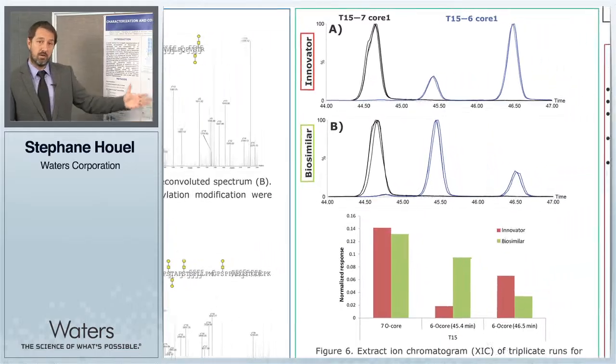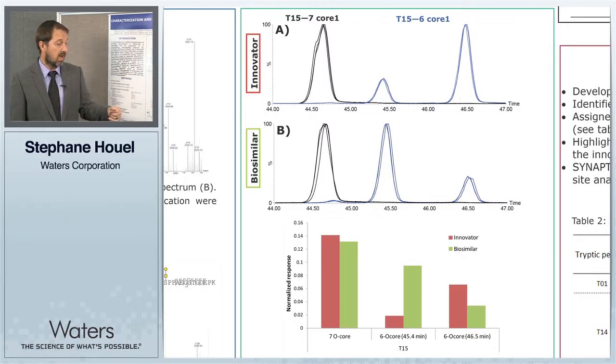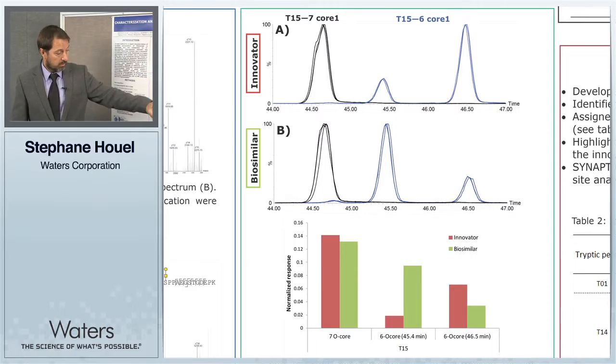So now that we have all of those sites assigned, we can compare the Innovator versus the Biosimilar, and this is what you have on figure 6. On the top of the figure, you have the Innovator. The second one is the Biosimilar. And the last part at the bottom of the figure is the normalized intensity that I compare between the glycopeptide with 7 O-core, the 6 O-core that elutes at 45.4 minutes, and the 6 O-core that elutes at 46.5 minutes.